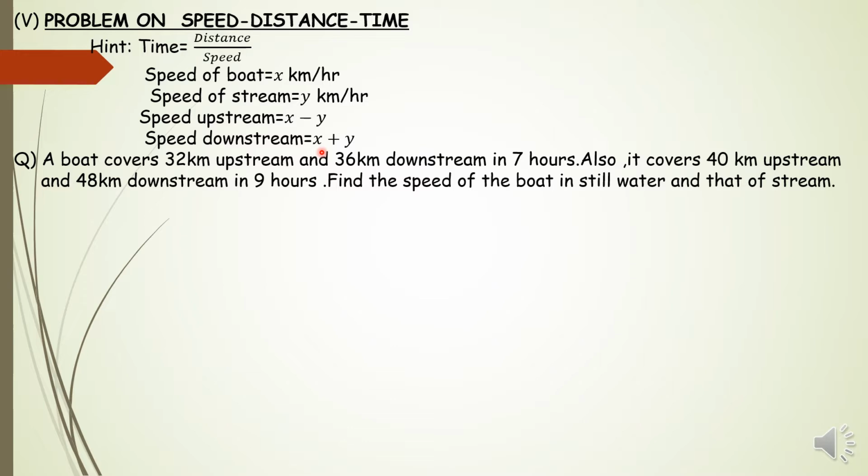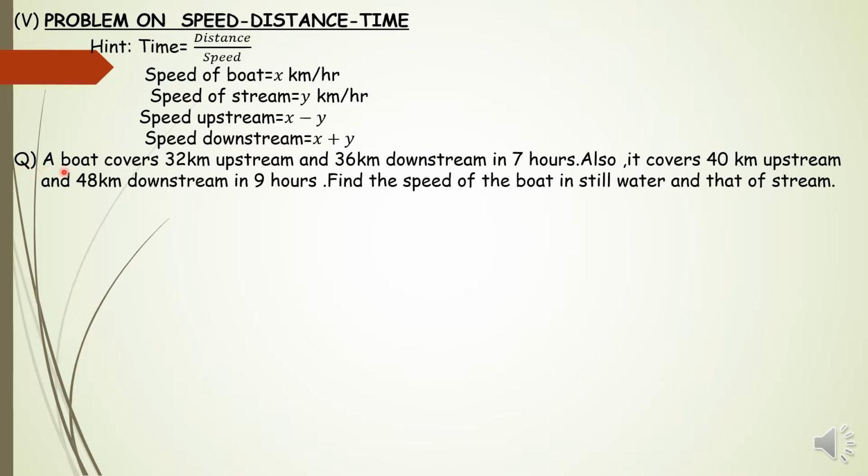Then listen to me, if I am taking speed of the boat as y kilometer per hour and speed of the stream as x kilometer per hour, what will be the change? You need to write speed upstream will be y minus x and speed downstream will be y plus x. Okay, don't make mistakes. Then we can do one question.